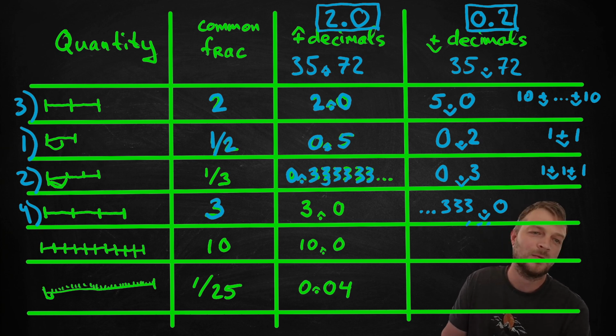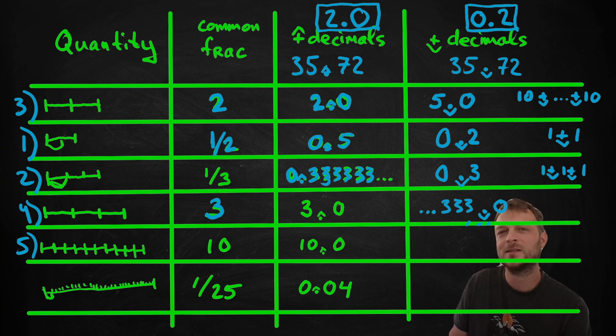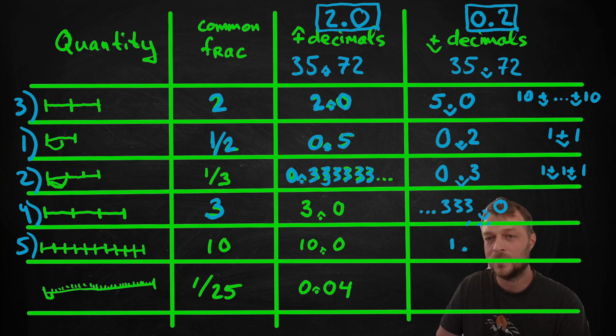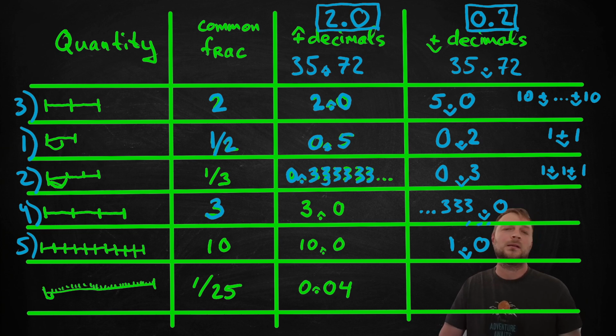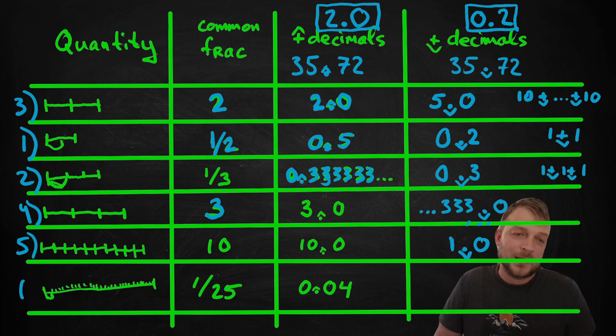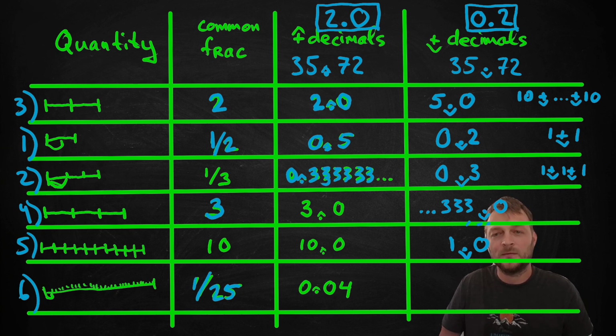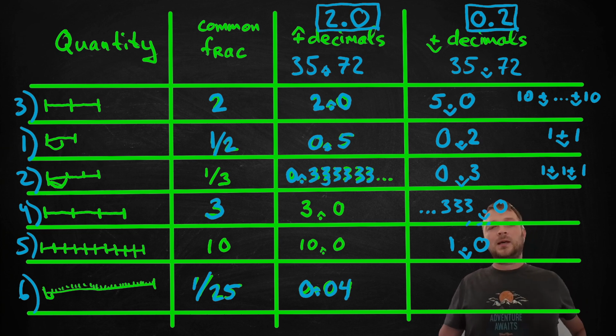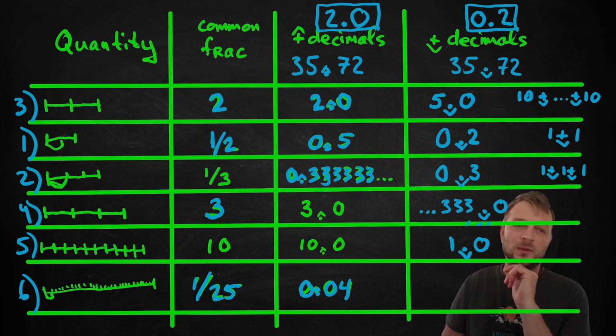And now let's move on to this example. What's the representation for 10? 10 is 10 for standard decimals. For our dual decimals, 10 is 1. Okay, that's 10. Now let's represent the final one, 1 over 25. 1 over 25 is 0.04 in decimals. And let's consider this a little bit closer.